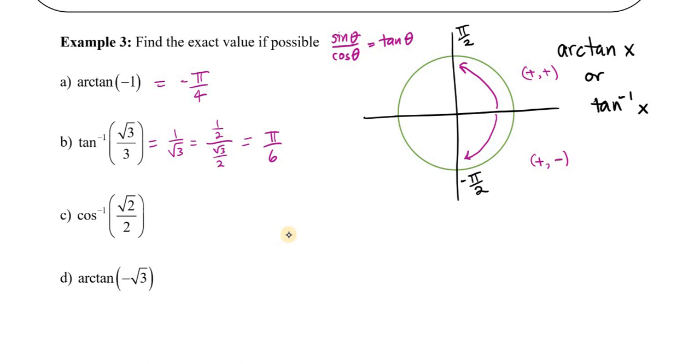For the inverse cosine of root 2 over 2, I slipped in a cosine here, so just be aware. Root 2 over 2 is at 45. We already talked about that, which is the same as pi over 4.